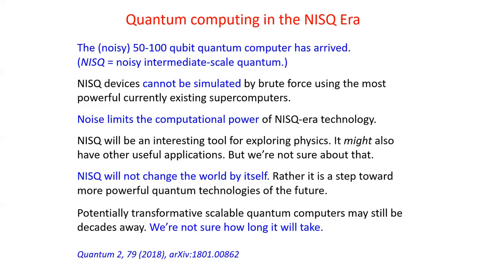Oh, it's useful to have a word for the era of quantum information processing that we have now entered. The word NISQ has caught on. It's an acronym, which means noisy intermediate scale quantum. Intermediate scale, meaning that we now have systems with, say, more than 50 qubits, where it's very difficult to simulate by brute force on our most powerful existing supercomputers what the quantum device is doing.